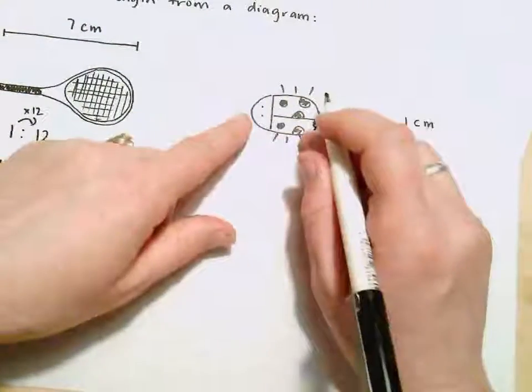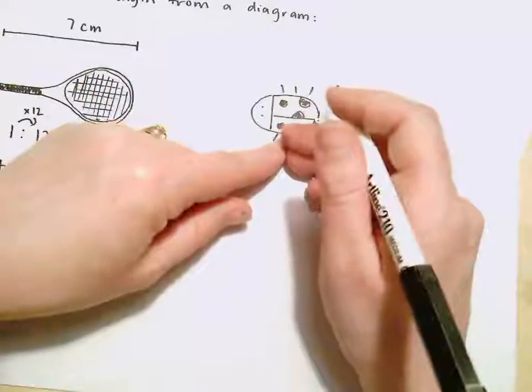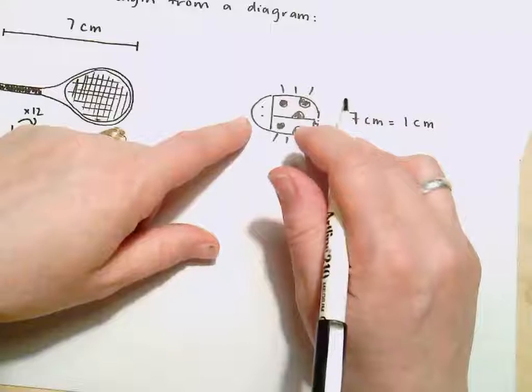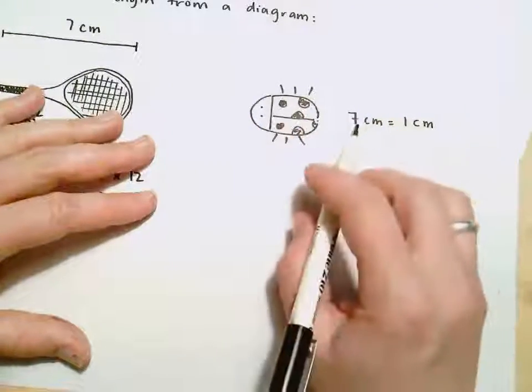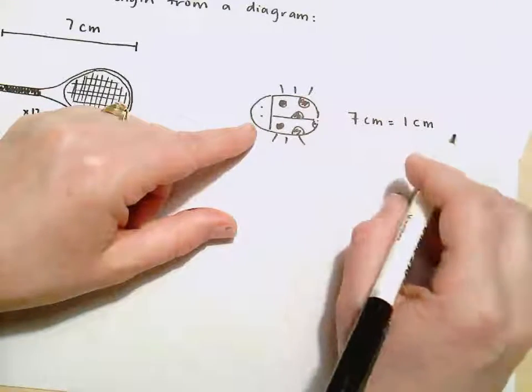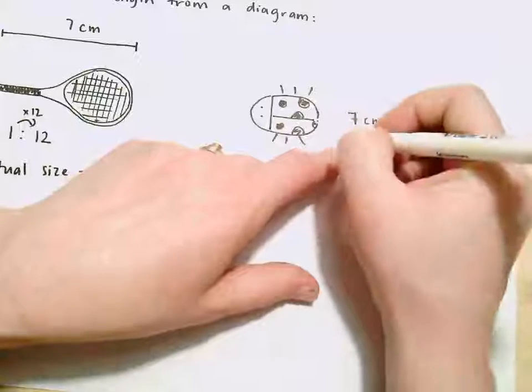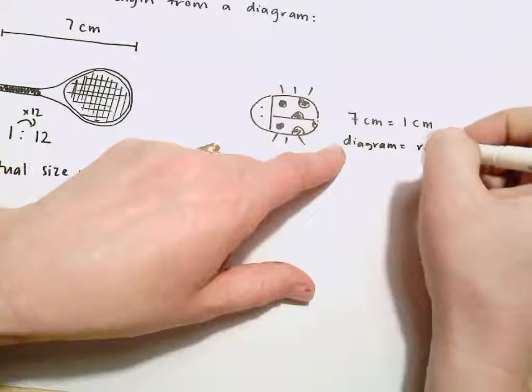On this diagram here, I've got a slightly different one. This is a little ladybug, or my best diagram of a ladybug, but in this case things get smaller. This is probably the world's biggest ladybug if you've ever seen one like that. So what I've said here is that in this diagram, 7 centimetres is equal to 1 centimetre. So 7 centimetres on the diagram is actually bigger than real life.